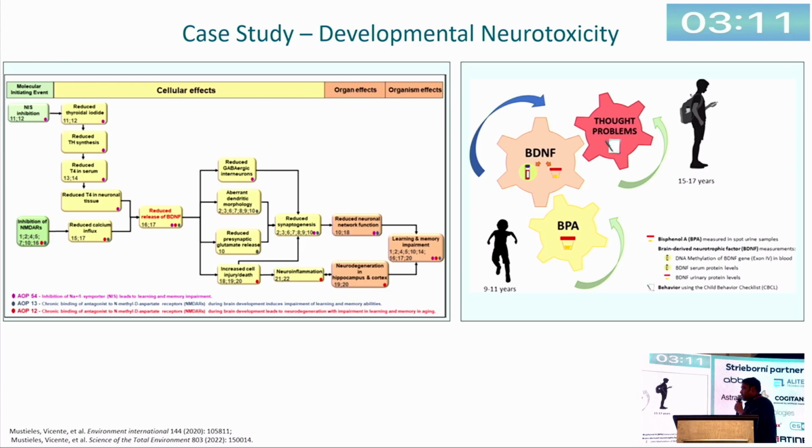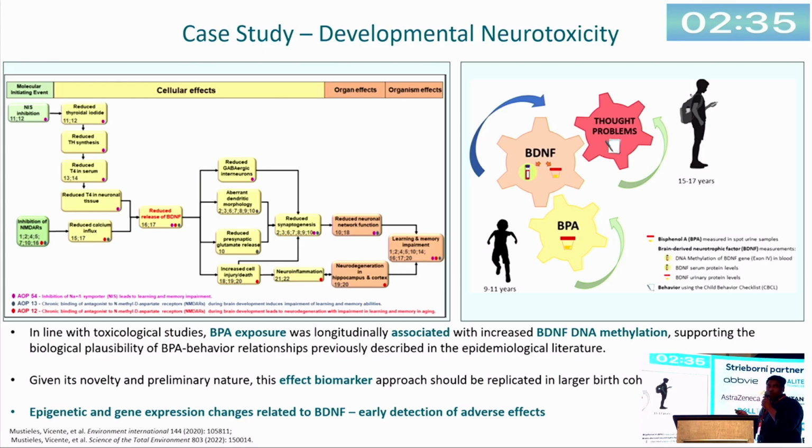Then, in a follow-up biomonitoring study, they measured bisphenol A urinary concentration in a birth cohort at the age of 9 to 11. Then they measured BDNF DNA methylation and BDNF levels in serum and urine, and they also evaluated the thought problems associated with the exposure at the age of 15 and 17 years. So the outcome was that BPA exposure in childhood was longitudinally associated with BDNF DNA methylation and thought problems at the adolescent age. So this study confirms that BDNF DNA methylation is a physiologically valid biomarker that could be implemented in future biomonitoring studies. And this is one of the few studies that performed this approach.